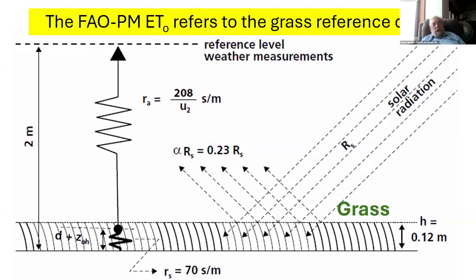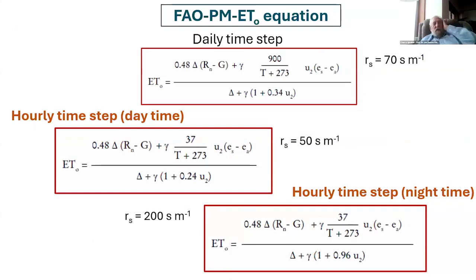Please, Giovanna. And we now have different resistances: 70 seconds per meter for daily time steps, 50 seconds per meter for hourly time steps, and 200 seconds per meter for nighttime hourly time steps. Of course, these equations are fully adherent to reality, despite our not proving it in the field, but just theoretically well founded by the physics of evaporation.